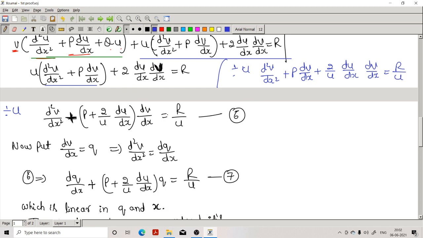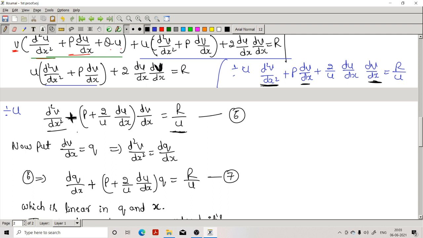Therefore now d square v by dx square is the first term. Again I am collecting the coefficients of dv by dx. Here also dv by dx, here also dv by dx. Therefore dv by dx into p plus 2 by u into du by dx. You will simplify and get the same expression: p plus 2 by u into du by dx is equal to r by u.